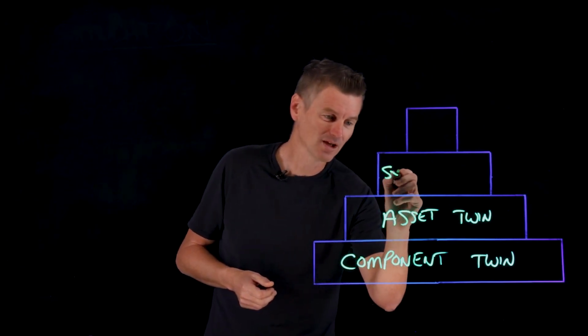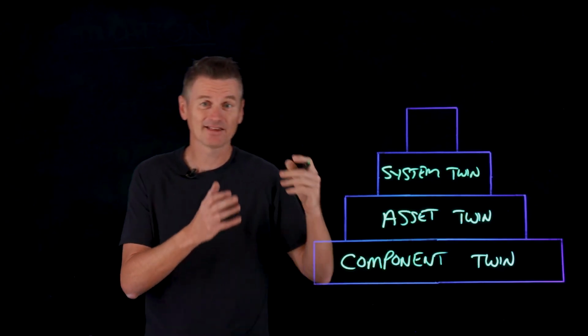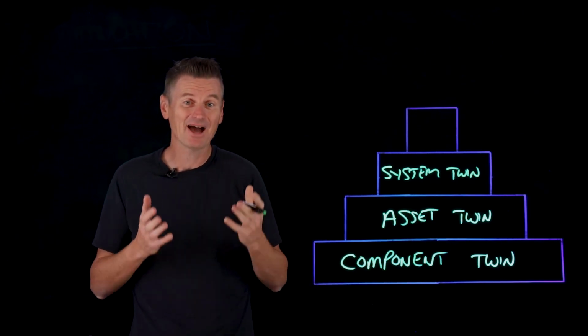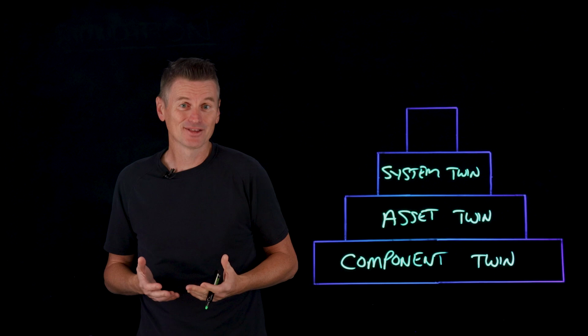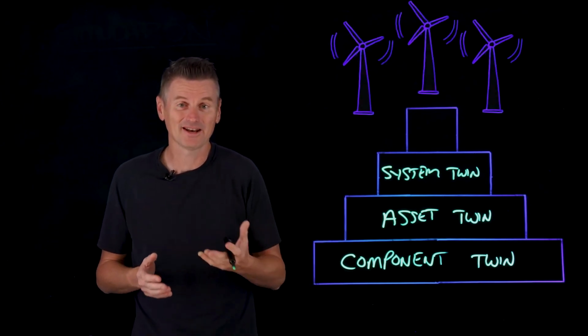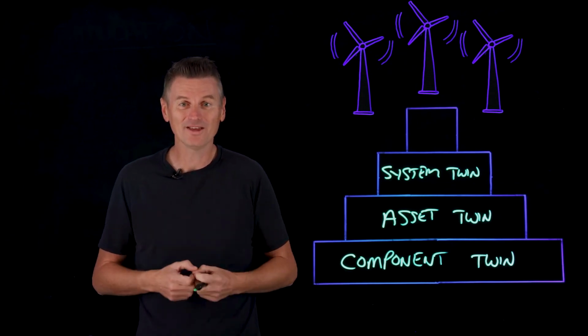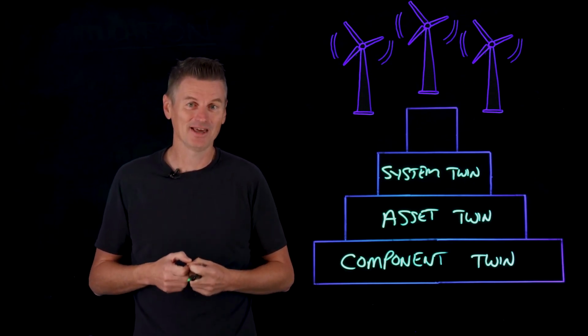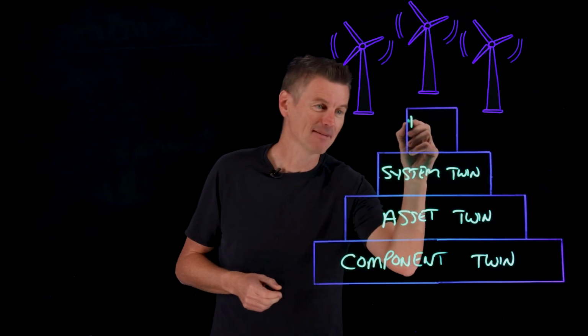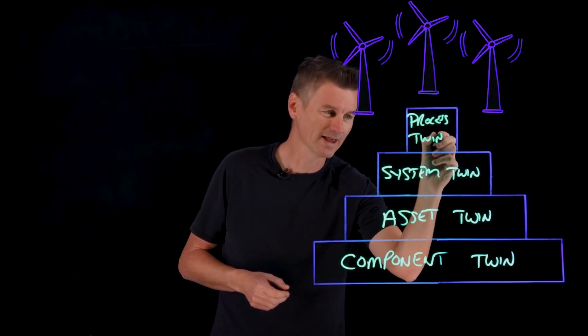Even broader, we have system twins. And system twins enable you to see how different assets come together to form an entire functioning system. A system twin could model an entire wind farm, tracking how multiple turbines interact with each other to optimize energy output. And then at the macro level, we have process twins.